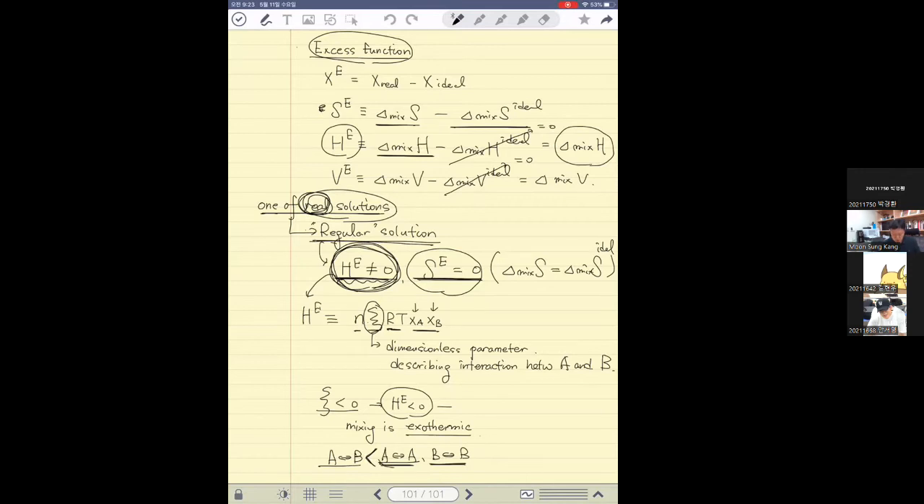Because interaction between A and A, or B and B, are stronger than A-B interaction, they are happier when they are separated in terms of enthalpy, right? Because you have more favorable interaction among A's, and more favorable interaction between B and B. You don't really want to interact, because interaction between A and B are so small.